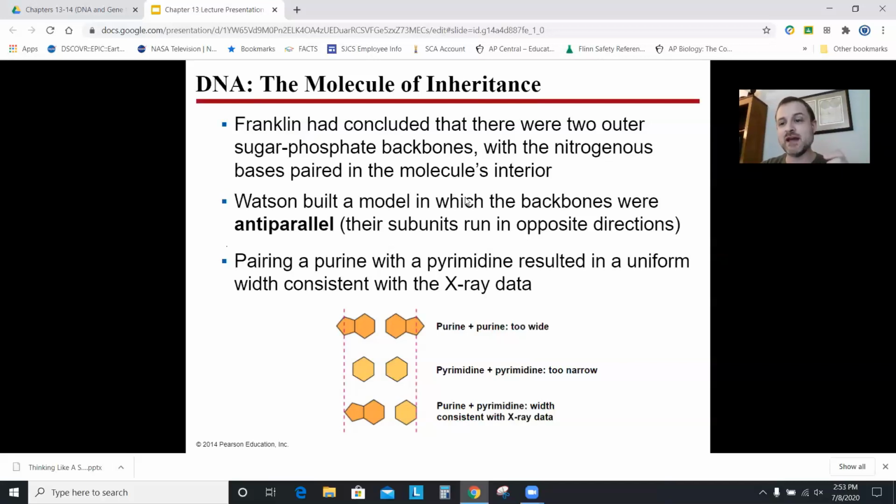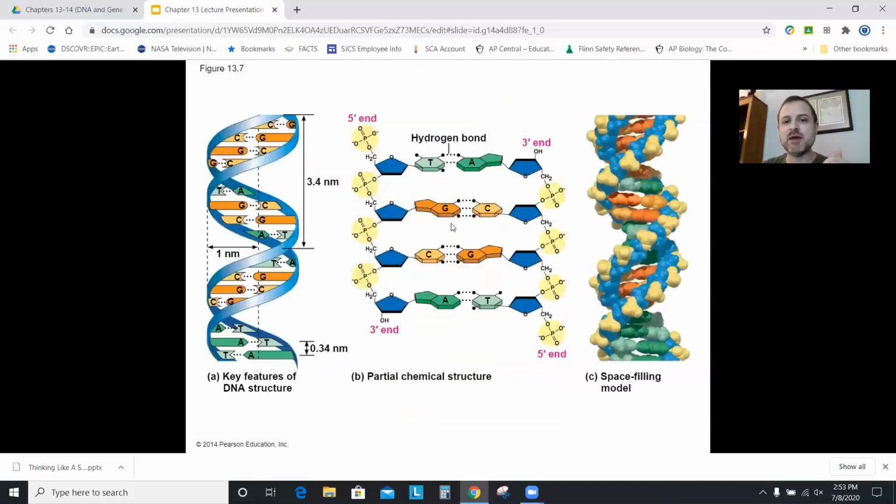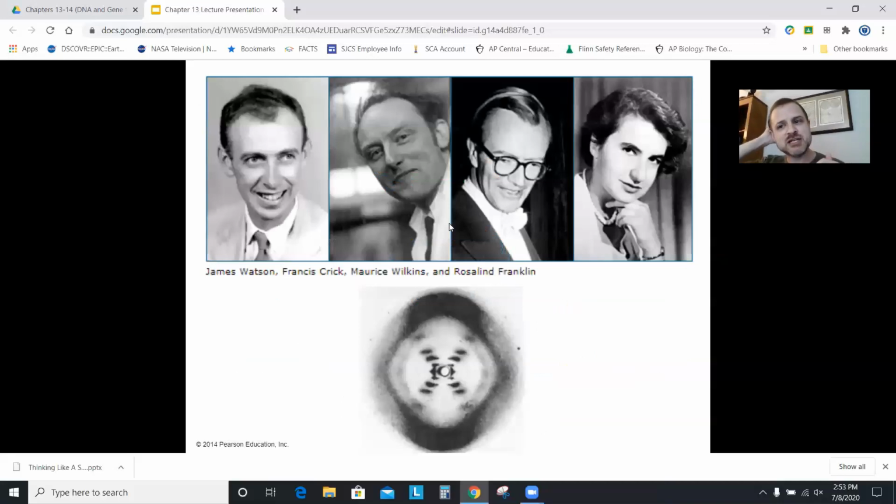She figured out that they were on the outside, and people pretty much agree that she would have figured it out all by herself eventually. They used her work to get to it first. Now, there's more to the story.